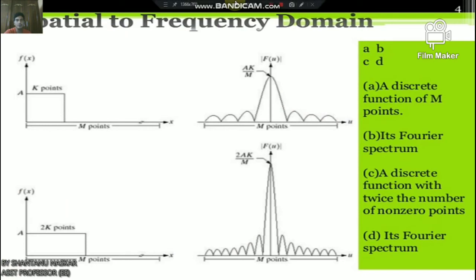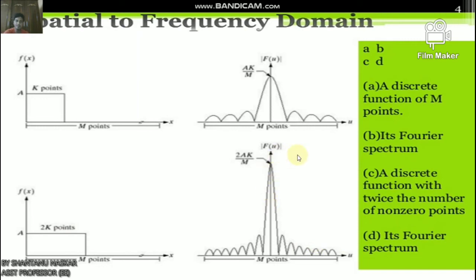So now we will discuss spatial to frequency domain. Look at these four pictures. A is a discrete function of m points and B is its Fourier spectrum. And C is a discrete function with twice the number of non-zero points and D is its Fourier spectrum.